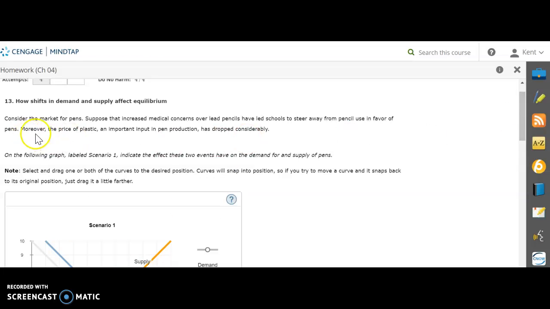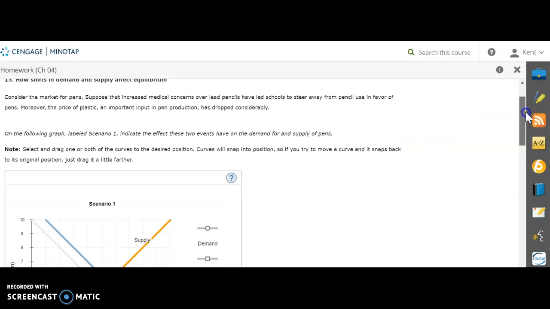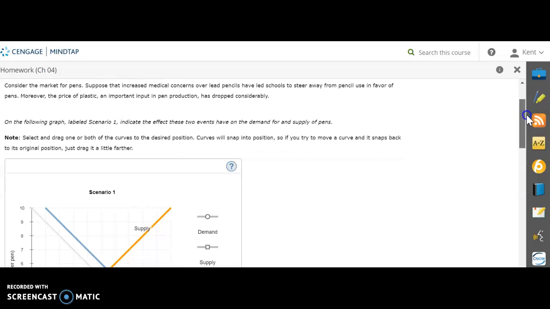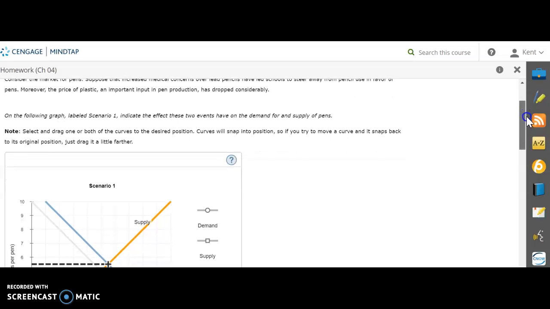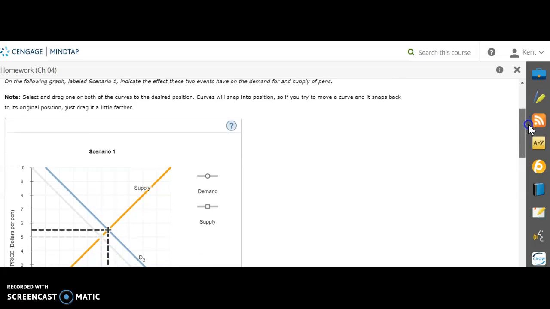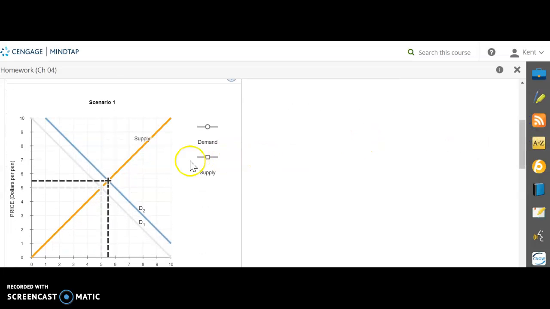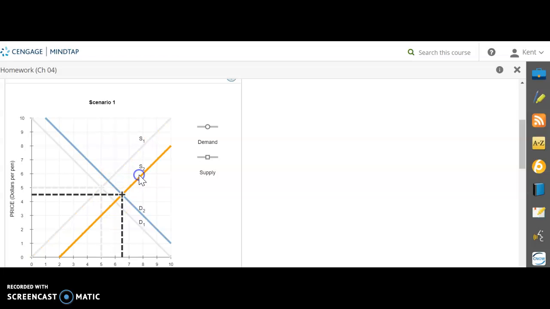Moreover, the price of plastic, an important input to pen production, has dropped considerably. Okay, plastic has dropped. So, an important input to pen production has fallen. So the supply curve, with the price of an input going down, will shift out to the right, or you could say it shifts down. So we grab that, shifts that out to the right. There we go.